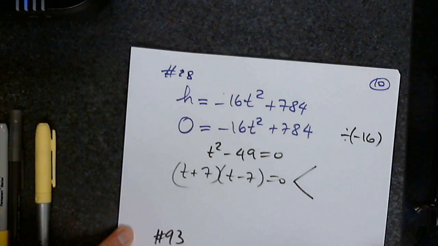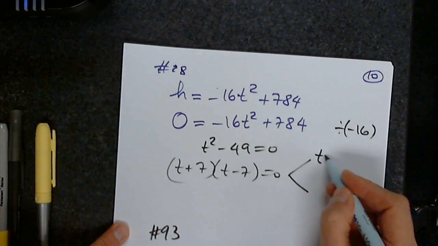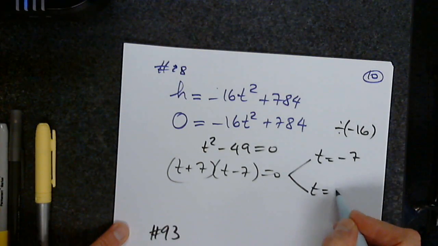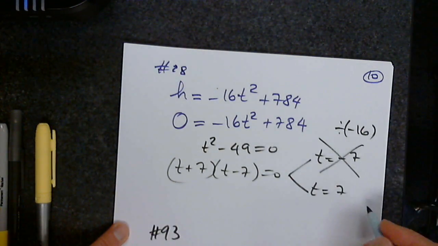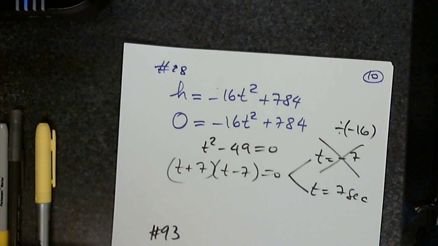And what are the options? Negative 7, so it's 7. Of course, I cannot say negative 7 seconds, so it's a positive 7 seconds. Okay, 93 on 436.